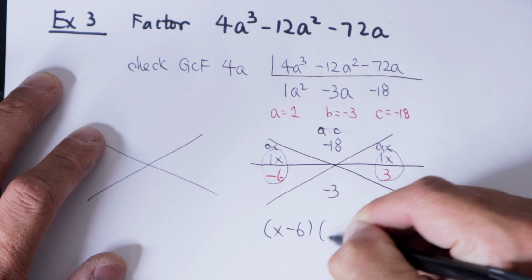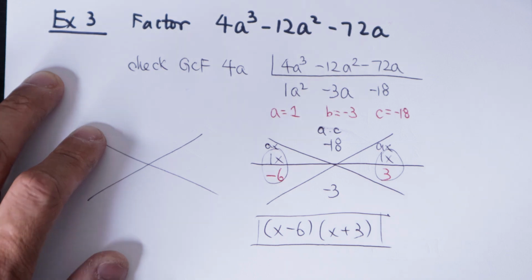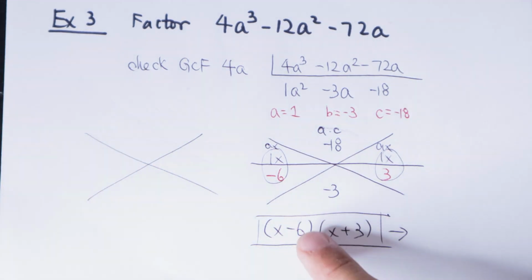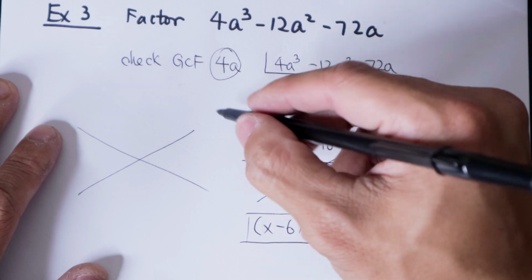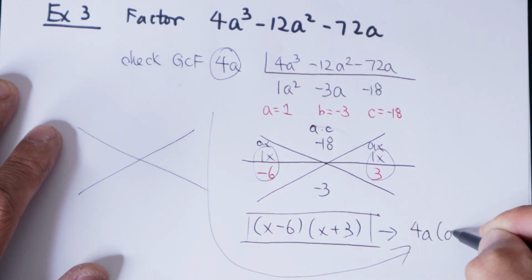x minus 6 and x plus 3. And then those are the two factors, but hold on, because I almost messed up. Don't forget about the GCF. So you have to bring the GCF down. It becomes 4a multiplied by a minus 6 and a plus 3.